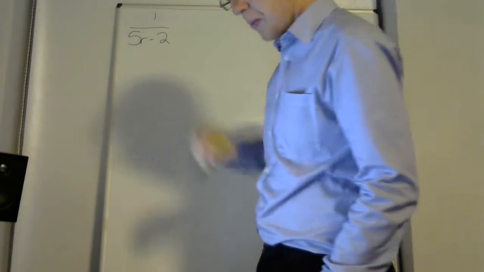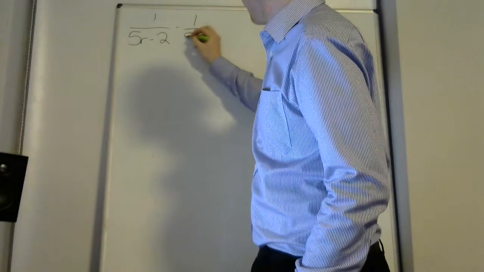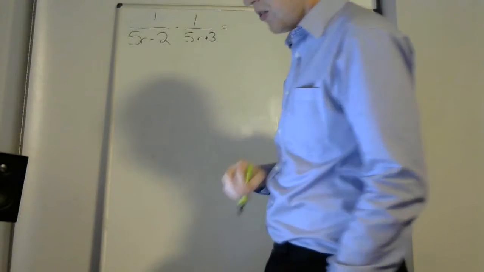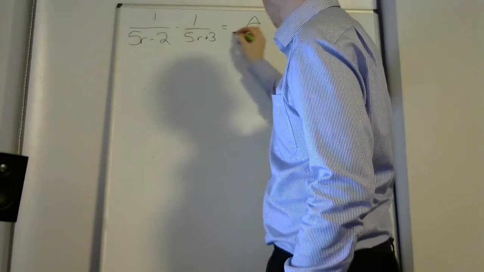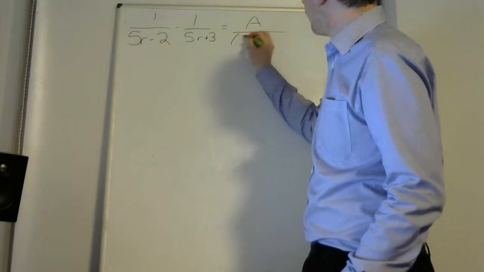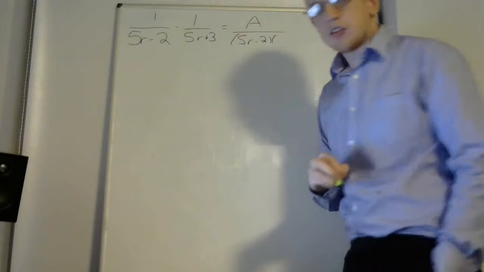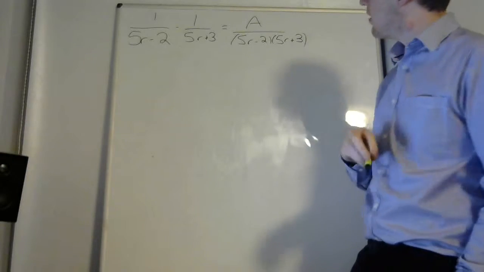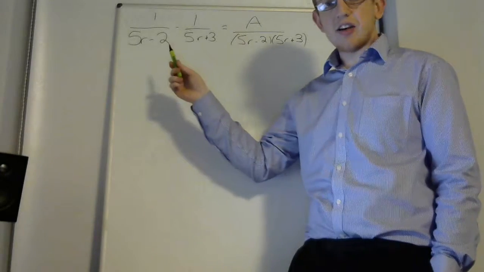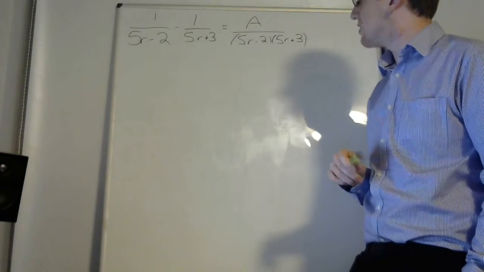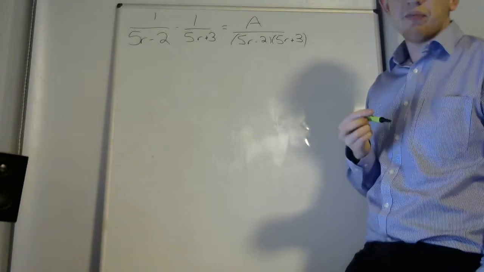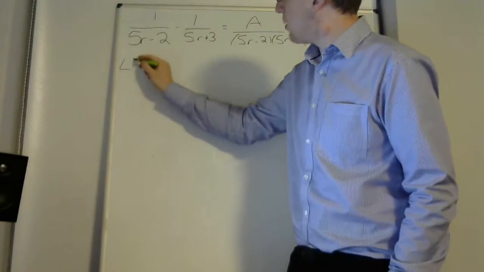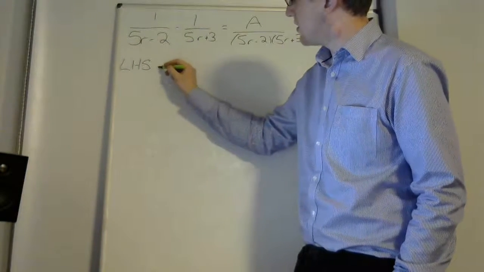We need to show that 1 over 5r minus 2 minus 1 over 5r plus 3 is equal to a over 5r minus 2 times 5r plus 3, and a is a constant that we need to find. We're going to start with the left-hand side here, and we need to work our way over to the right-hand side, saying what a is at the end. So start off this proof, starting with left-hand side equals.